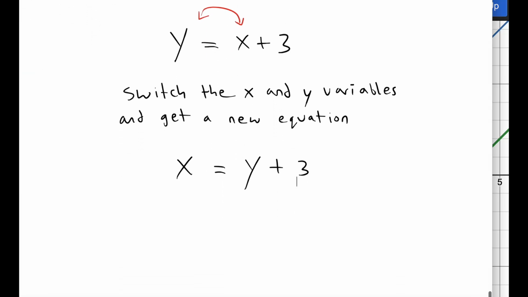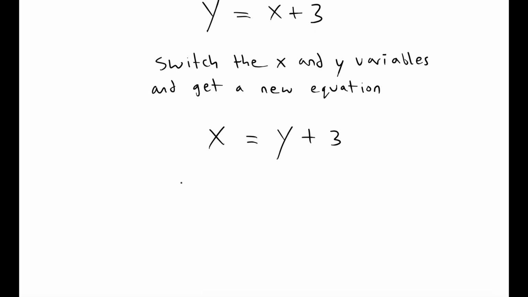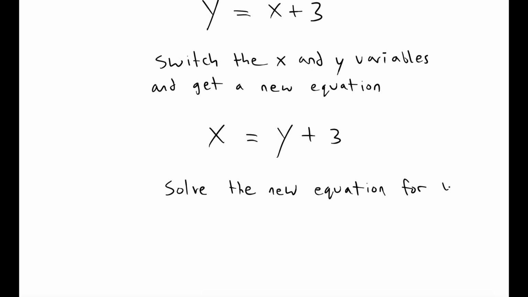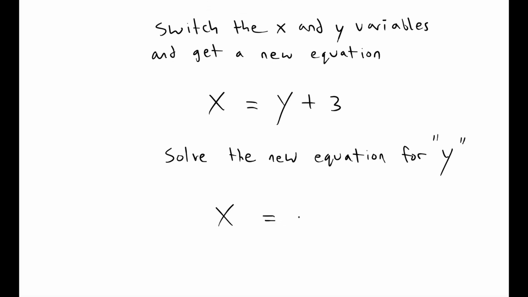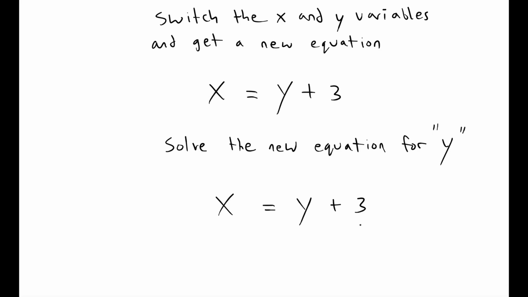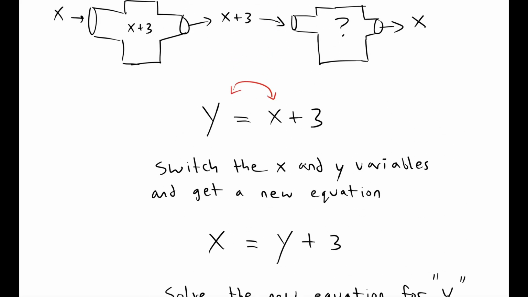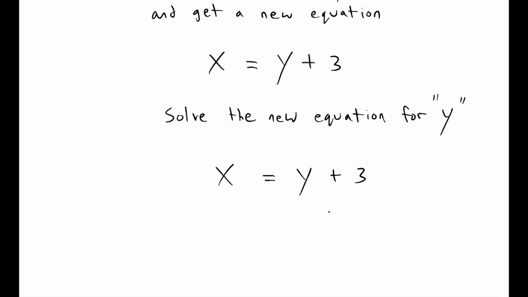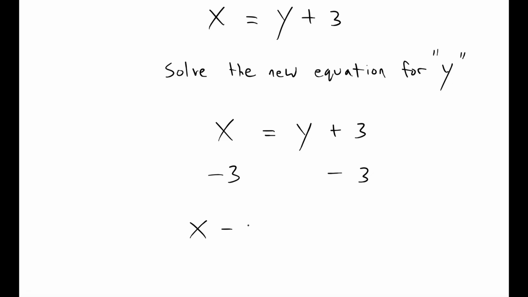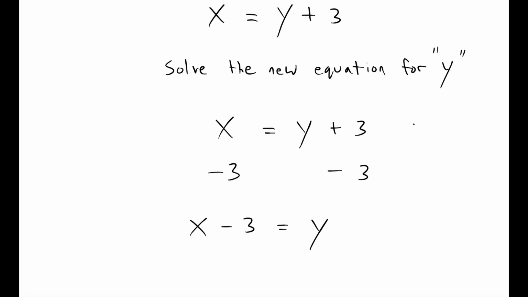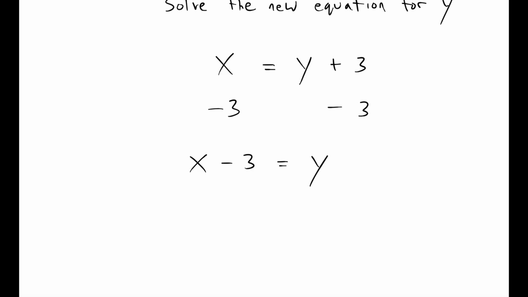But now what you do is you solve the new equation for y. Let's try that. So you can imagine what it's doing. We're going to be undoing the operations that used to be happening to the x. 3 was being added to x. And now we're going to be subtracting that 3, so we're doing the opposite. But what this allows us to do is to find the formula which undoes the operations. Apparently the formula is y equals x minus 3.